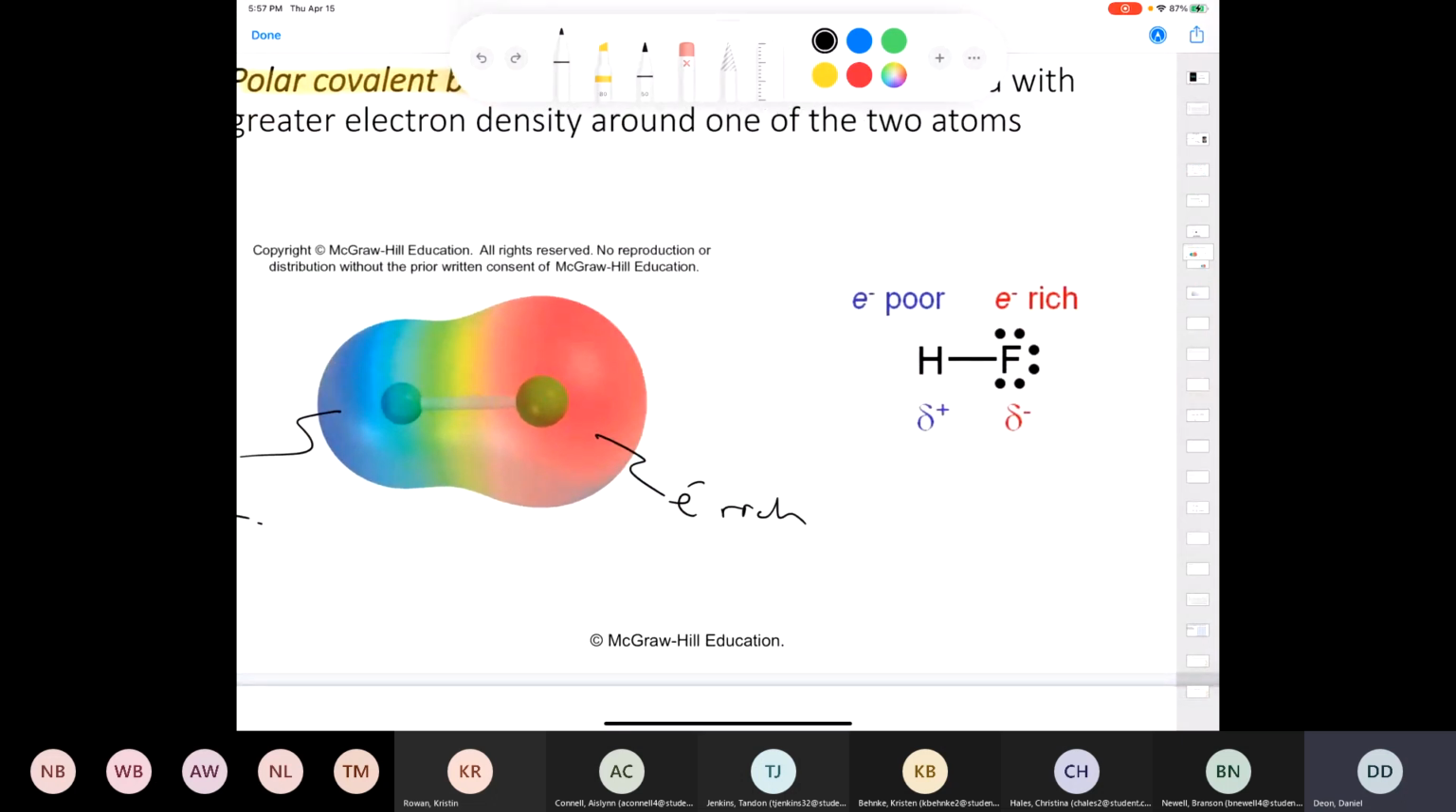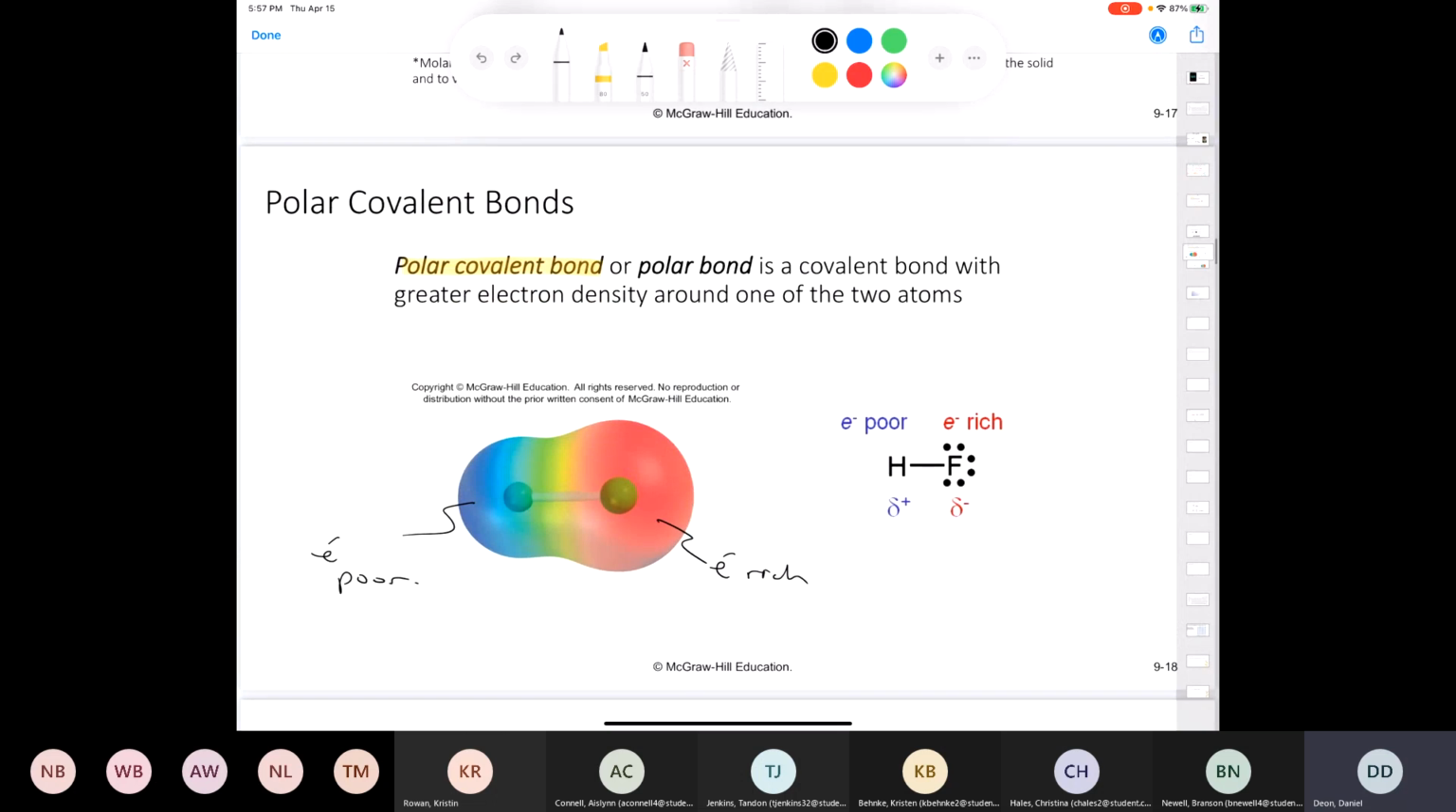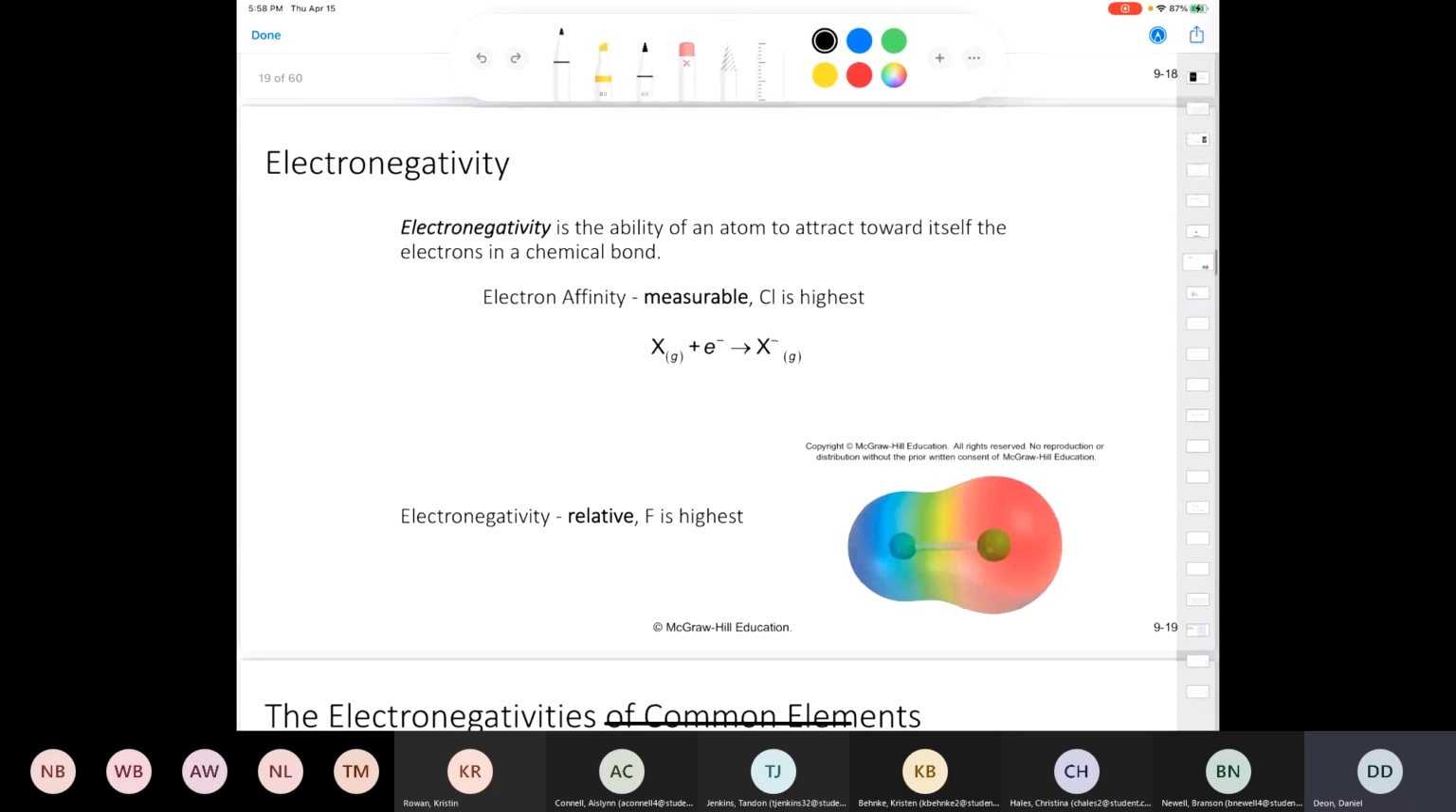Again, they're still sharing it, but the electrons spend more time in the vicinity of one atom over the other, and that's what we call a polar bond or a polar covalent bond. Now, if you're wondering, why would one atom pull electron density towards itself greater than the other atom? Well, that's based on a concept called electronegativity.